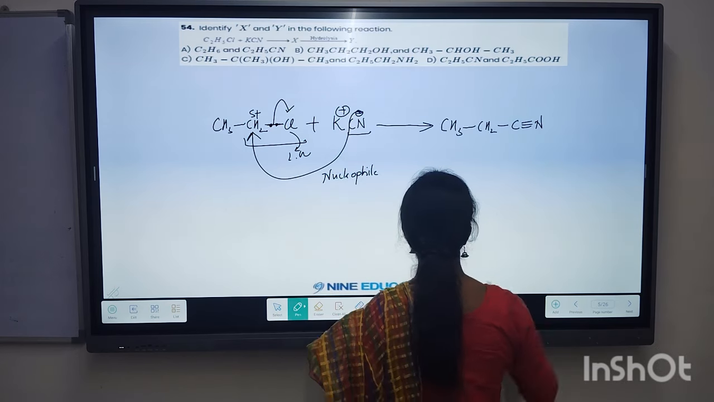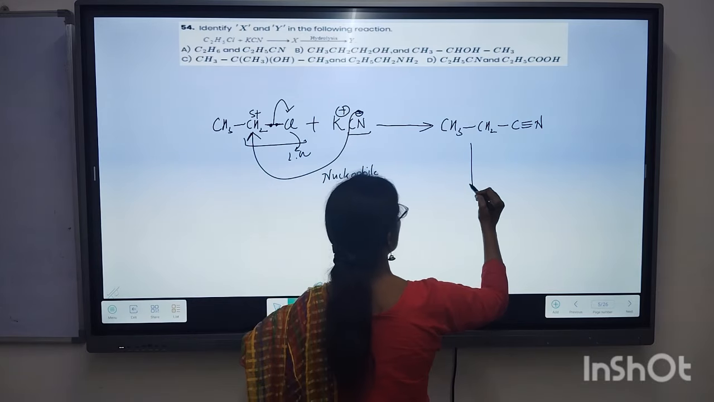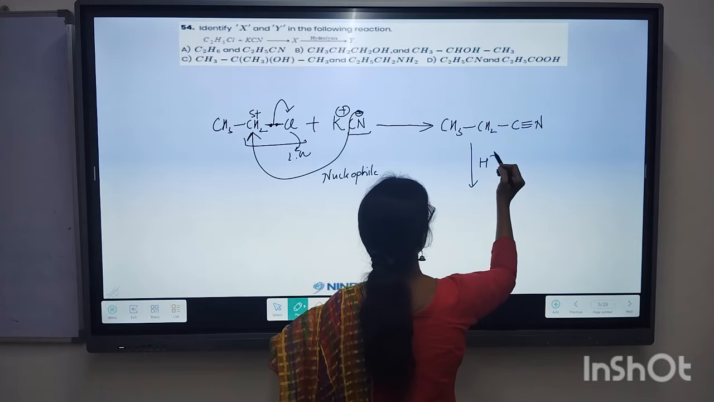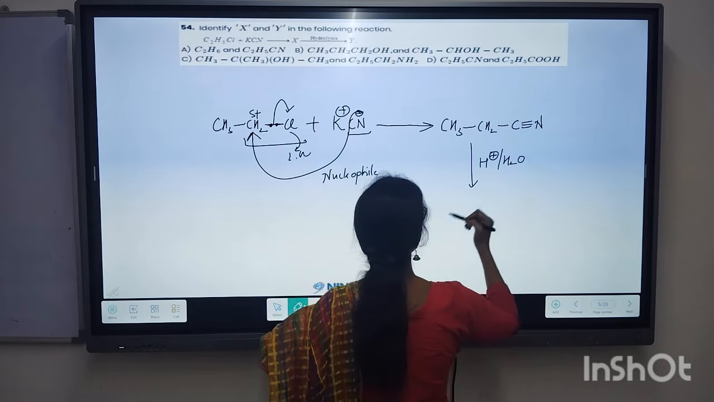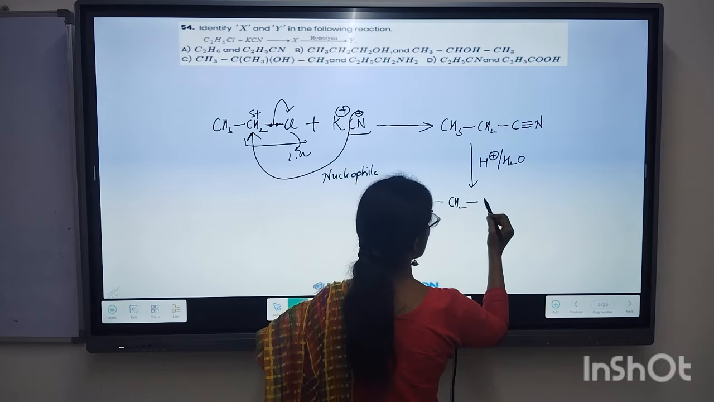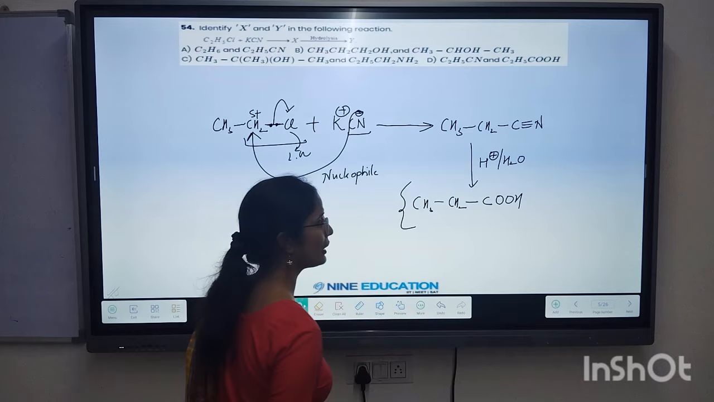CH3CH2C triple bond N, and it is going to be your X product, followed by we are doing a hydrolysis. Hydrolysis means, let us suppose I am taking H plus and water. So if we'll be doing hydrolysis, we know that after complete hydrolysis of C triple bond N, it simply gets converted into COOH. So what will we be getting?